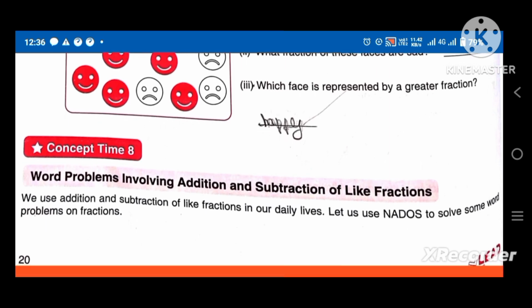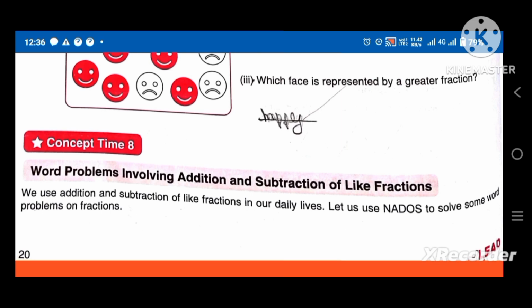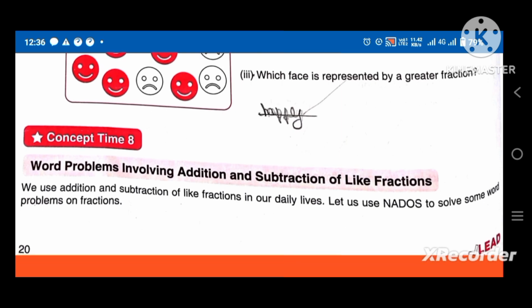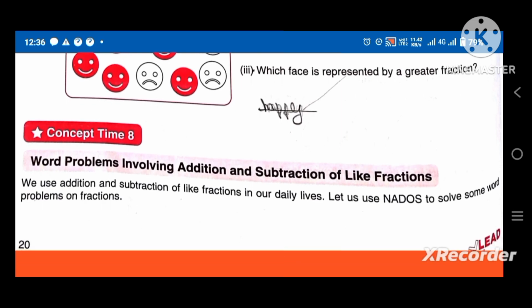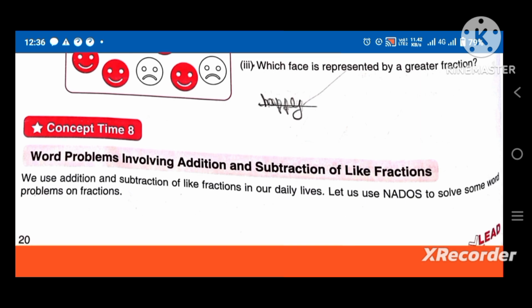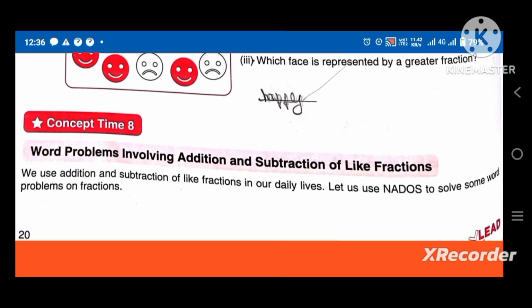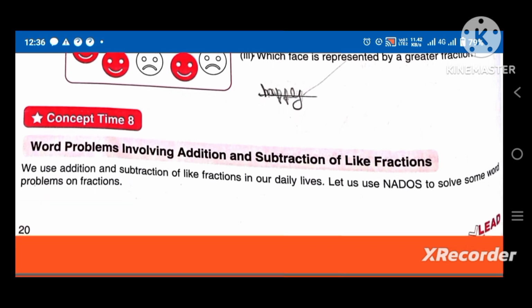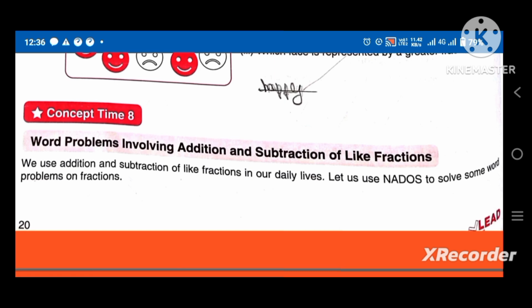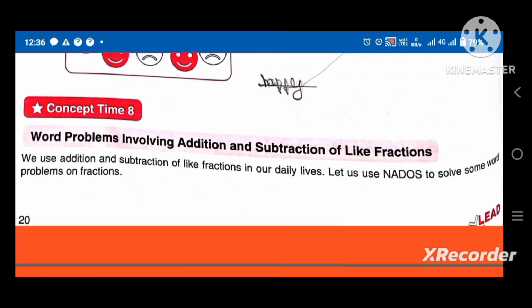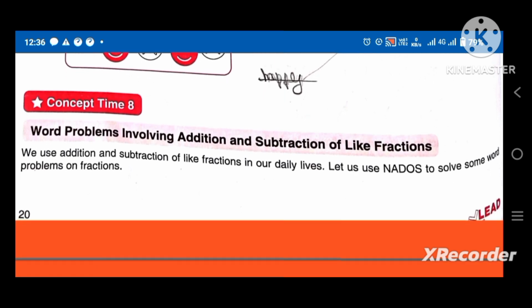Concept time 8. Word problems involving addition and subtraction of like fractions. We use addition and subtraction of like fractions in our daily lives. Let us use NEPS to solve some word problems on fractions.